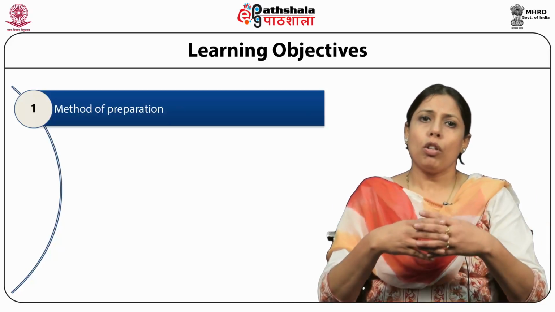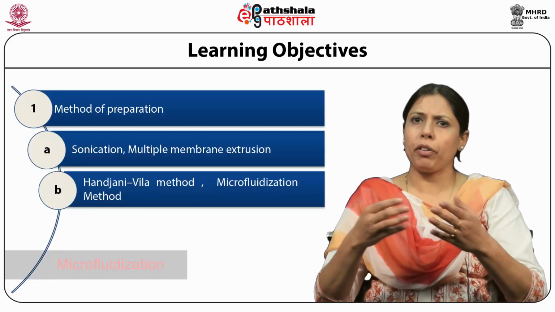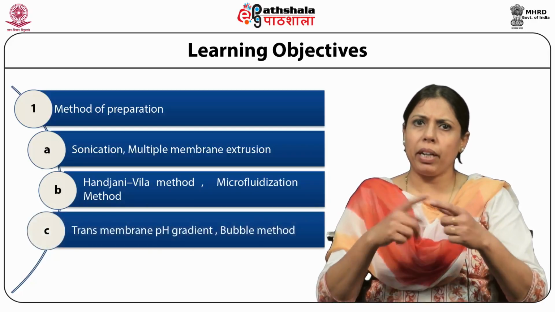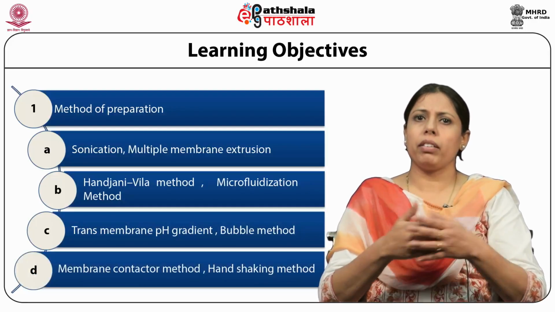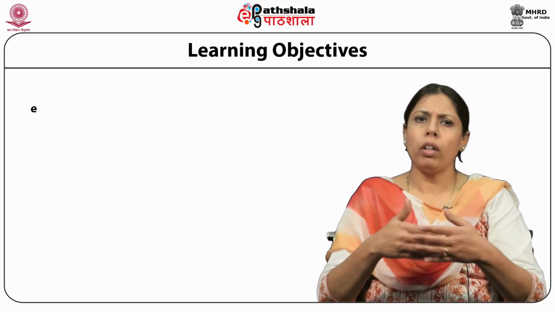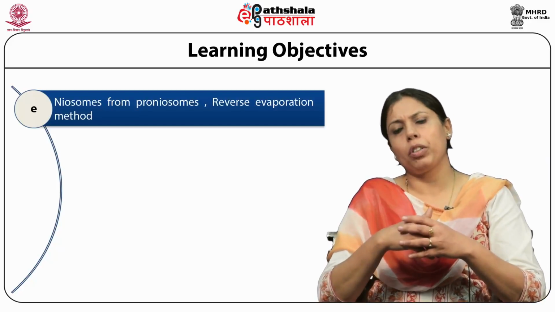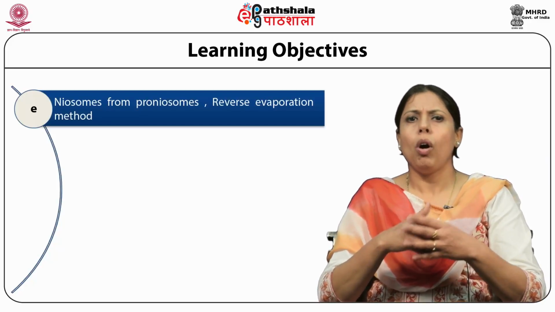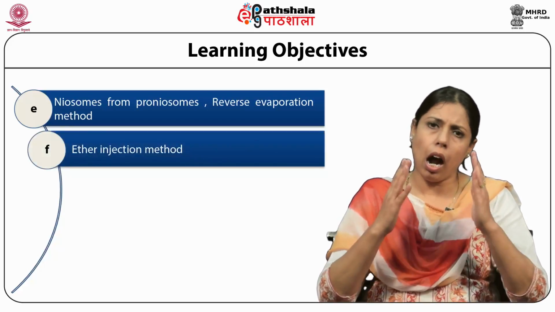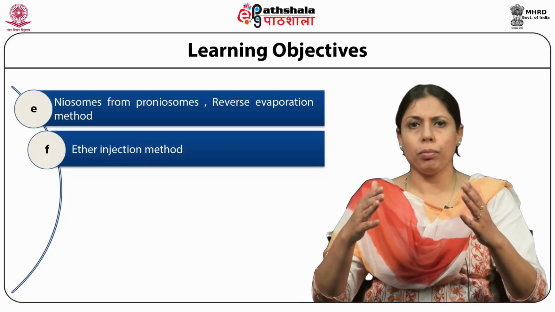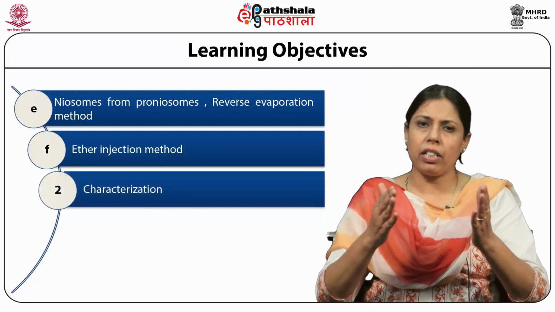For example, sonication, multiple membrane extrusion, Henjani-Villa method, microfluidization method, transmembrane pH gradient method, bubble method, membrane contactor method, handshaking method, or preparation of niosomes from proniosomes, or by the reverse evaporation method, or the easiest one, using the ether injection method.